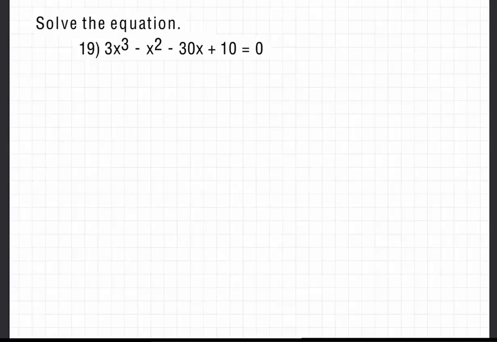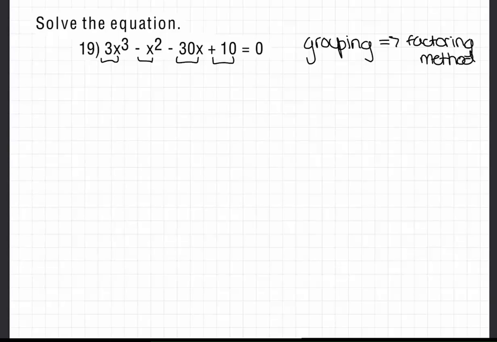We're looking at question number 19 from the MAC 1140 Pre-Calculus Final Exam Review. It's asking us to solve the equation, and we are given 3x cubed minus x squared minus 30x plus 10 is equal to 0. So right away, I can see that we have 4 terms to work with. So I'm going to work with grouping, which is a method of factoring, so that I can solve this equation.